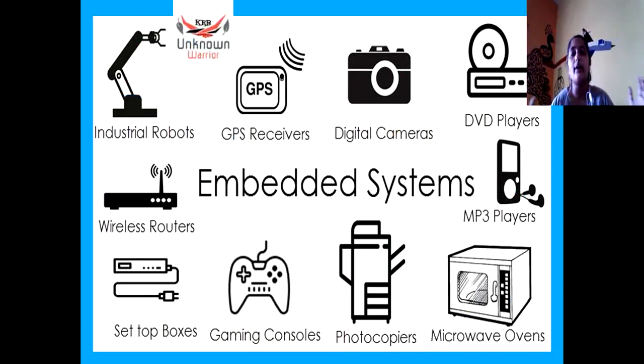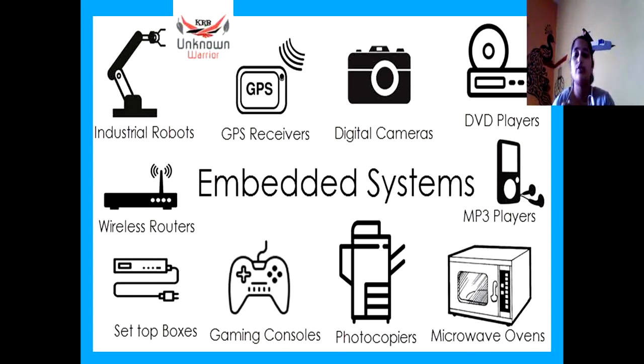Next, there are various applications around us which are designed or prototyped by using embedded systems. So which are these embedded systems? A few of the examples I have shown on the screen. Like industrial robots, GPS receivers, digital cameras, DVD players, MP3 players, microwave ovens, photocopiers, gaming consoles, set-top boxes, wireless router, and many more. So all these applications, as you see, are doing some specific function, right?